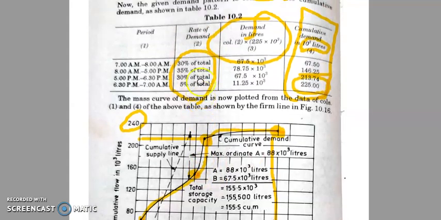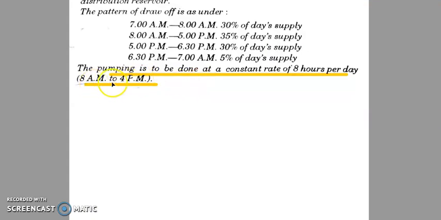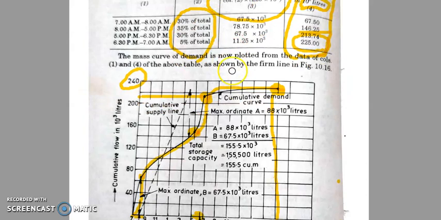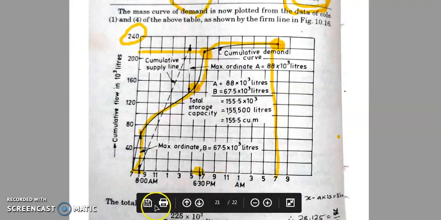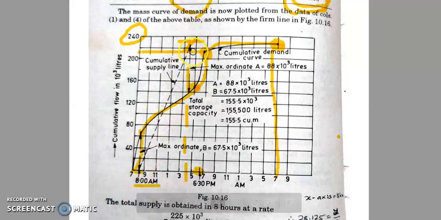What they have given in the problem is that pumping is done 8 a.m. to 4 p.m. So 8 a.m. is here, right, and 4 p.m. is somewhere here. So this is the point here, and this is the point here. You draw a cumulative supply line by drawing a dotted line from 8 a.m. to 4 p.m. This is a straight line because pumping is done at a constant rate.